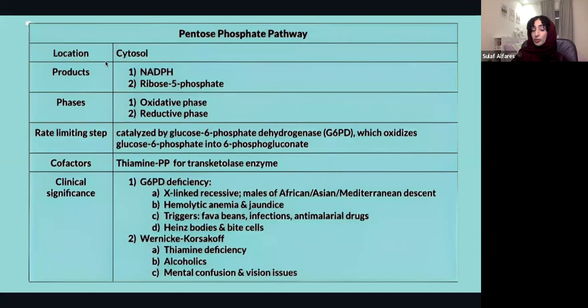The second most important clinical significance is Wernicke-Korsakoff. Wernicke-Korsakoff happens due to thiamine deficiency, which means that the transketolase enzyme is not going to function properly. You should know that the clinical presentation is in alcoholics who present with mental confusion and vision issues, okay?